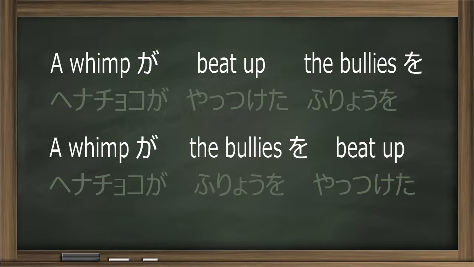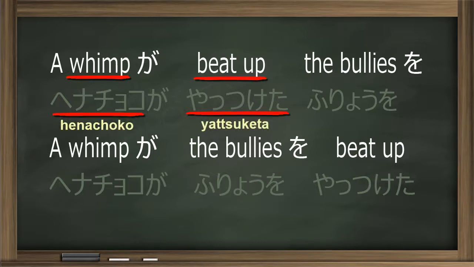A wimp ga beat up the bullies o. A wimp ga beat up the bullies o. Okay, and the bottom one is a wimp ga the bullies o beat up. Wimp is hinachoko and beat up is yatsuketa. Bullies is furyo. So a wimp ga beat up the bullies o.